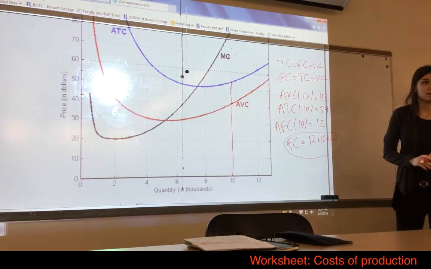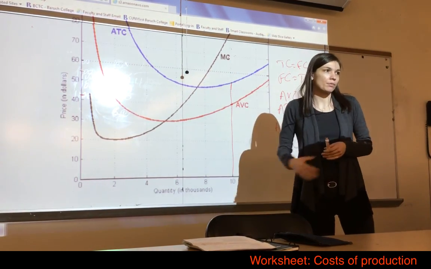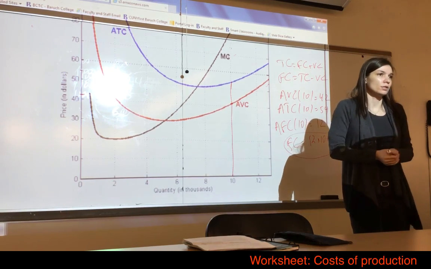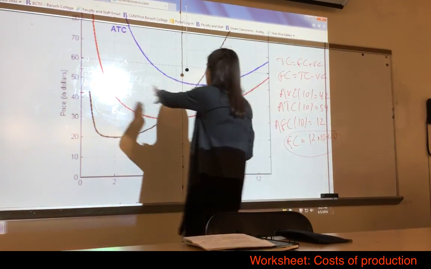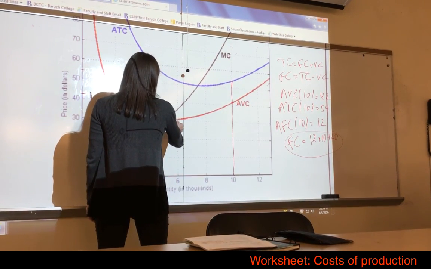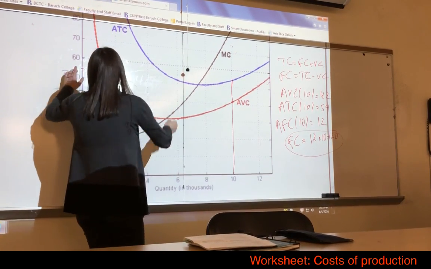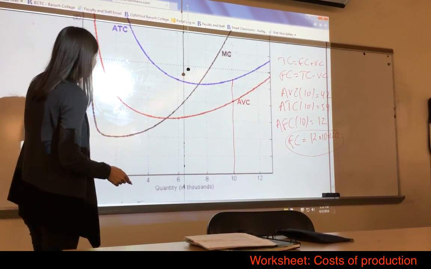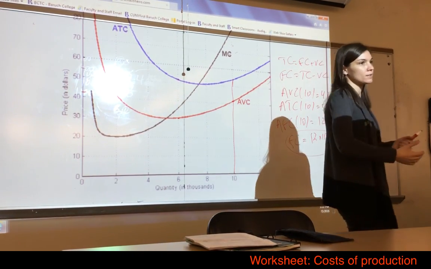You could have done this with any quantity. You just have to read the average variable and average total of that quantity. So we just pick any point that you can nicely read. If 6 is okay here, I guess this is about 31, and this is 50 something, 52. But then you're going to multiply by 6 instead of by 10.